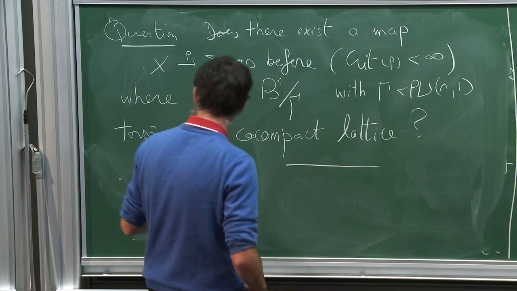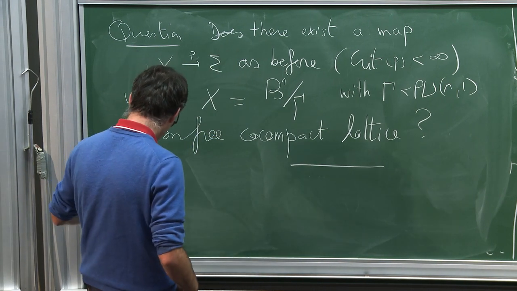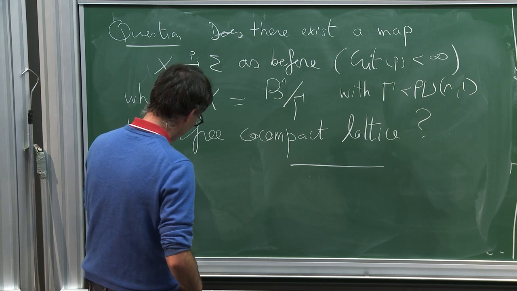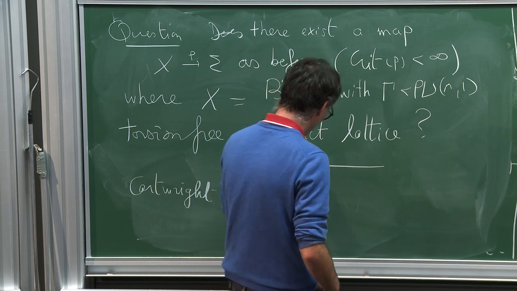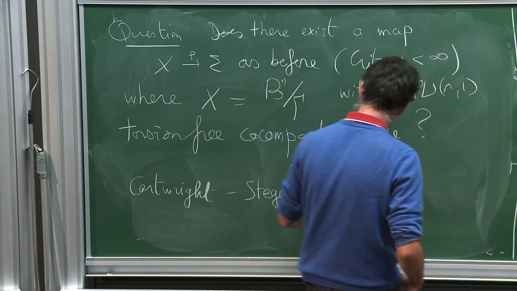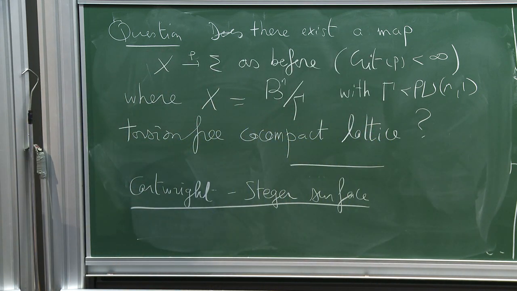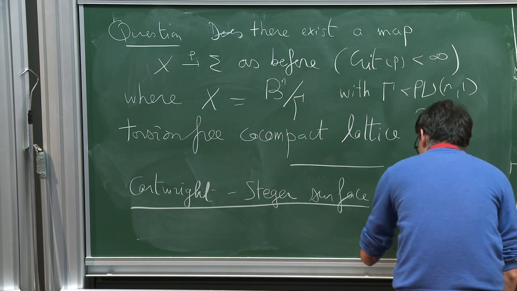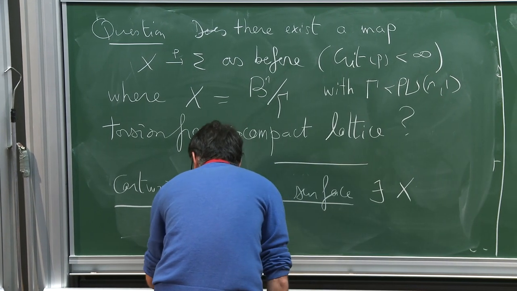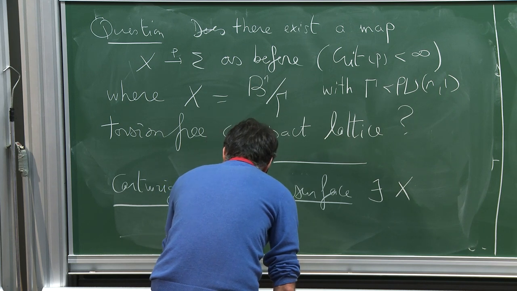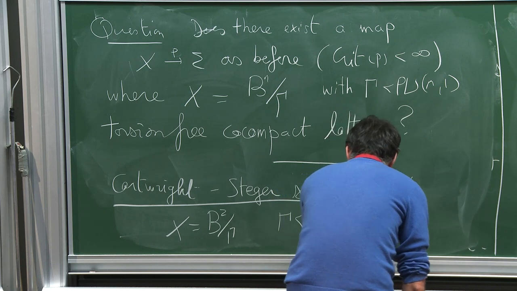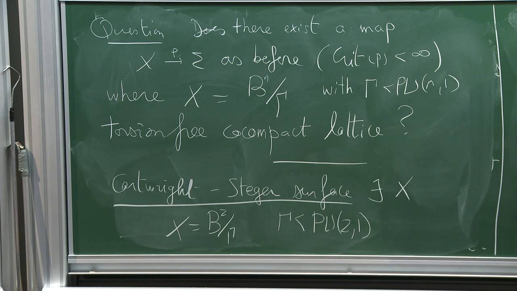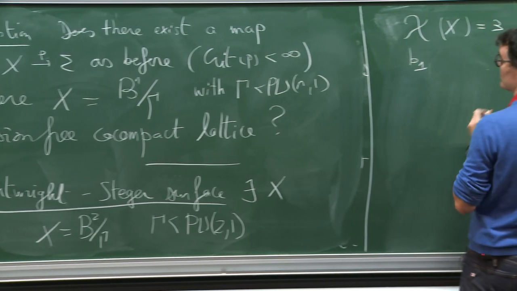Okay, so now one first example, I will not give details about it. But there is, in complex dimension 2, an example of a surface X, which is a quotient of the unit ball of C^2 by a lattice in PU(2,1). So it's compact. It's called the Cartwright-Steger surface, and the Euler characteristic of X is equal to 3. And its first Betti number is equal to 2.